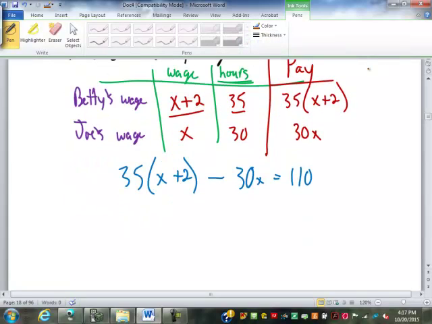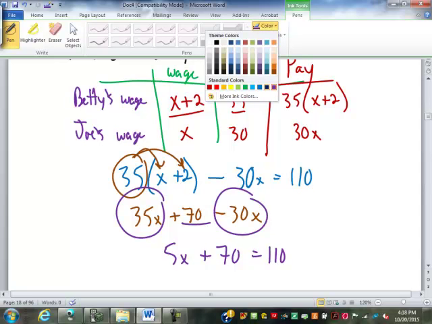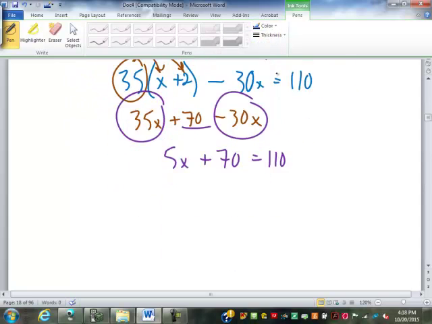From there, it's a process we've done a few times before. 35 times x is 35x. 35 times 2 is a positive 70, minus 30x. We're going to combine 35x and negative 30x to get 5x. Still have the positive 70 equals 110. And then subtract 70. 5x equals 40. And then divide by 5. x equals 8.